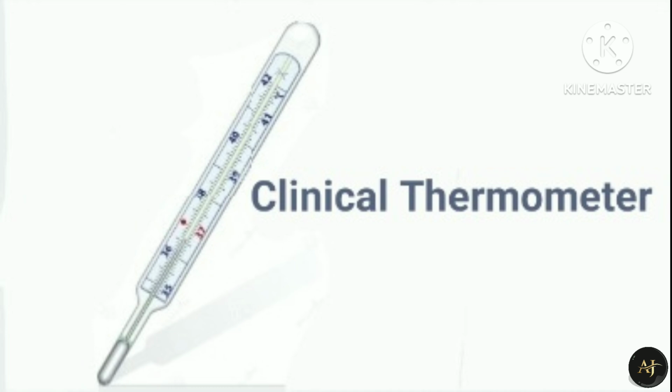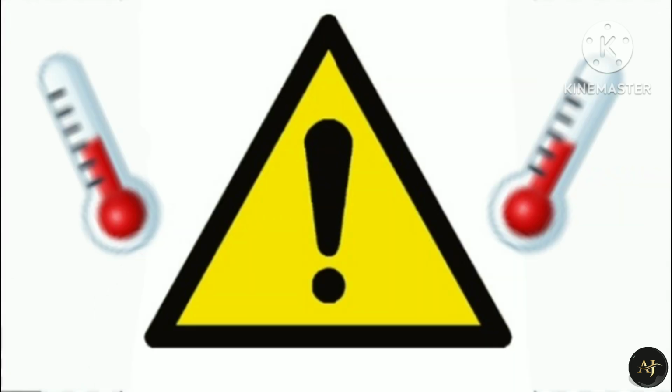There are temperature scales on either side of the mercury thread. One is the Celsius scale and the other is the Fahrenheit scale. Since the Fahrenheit scale is more sensitive than the Celsius scale, body temperature is measured in F only. A clinical thermometer indicates temperatures from a minimum of 35 degrees Celsius or 94 degrees Fahrenheit to a maximum of 42 degrees Celsius or 108 degrees Fahrenheit.